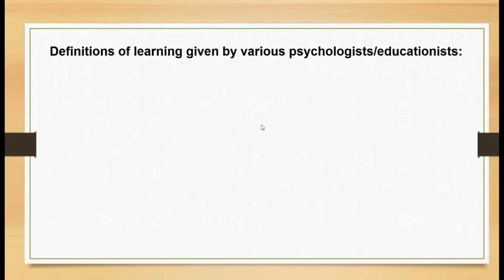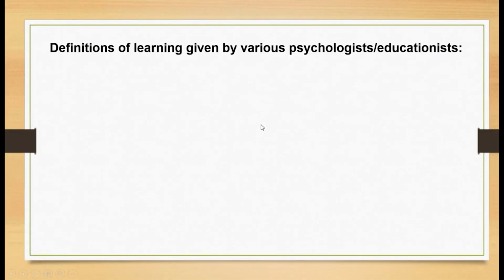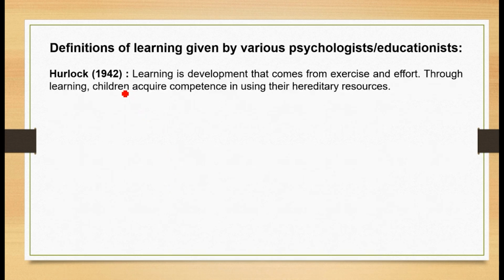Now, we have definitions of learning given by various psychologists and educationists. Sometimes we may have to write definitions given by specific psychologists or educationists, so that also helps us to define learning better. So first, the definition by Herlock in 1942. Now, these are all the names of psychologists and educationists. They are all nouns, so if I make any mistake in pronouncing their names, then my apologies for that. Pronunciation of these names is not important, rather understanding concepts is important.